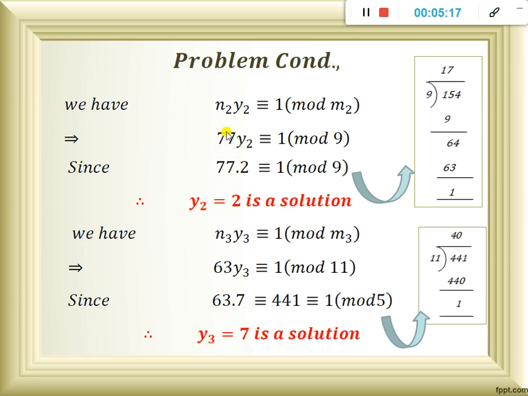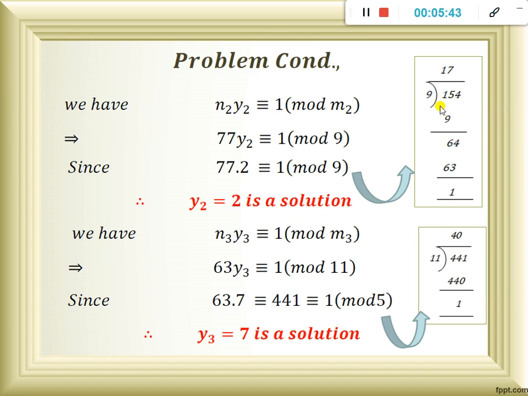Therefore, we can conclude 1 is the solution for y1. Similarly, go for the second one: N2 y2 is congruent to 1 mod m2. We know the value for N2 is 77. Now we replace the y2 value. Try y2 equal to 1. We can't get 1 as the remainder. Therefore, I am replacing y2 equal to 2. Multiply 77 with 2, you will get 154.